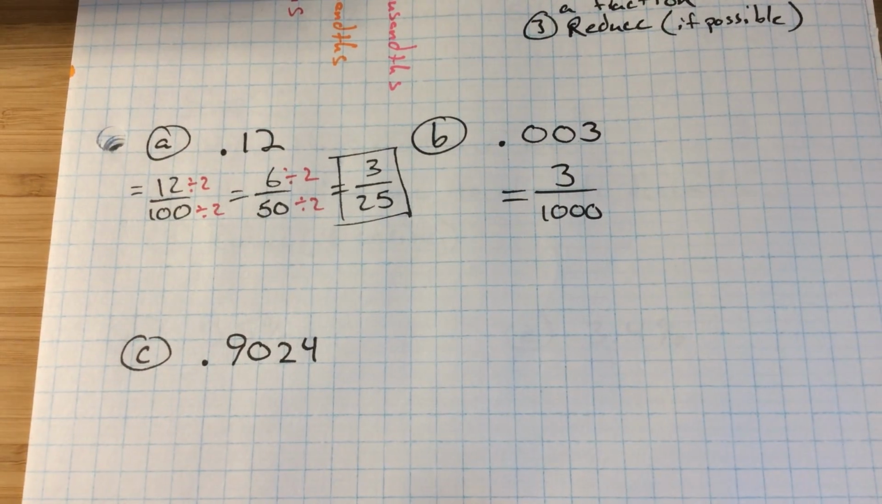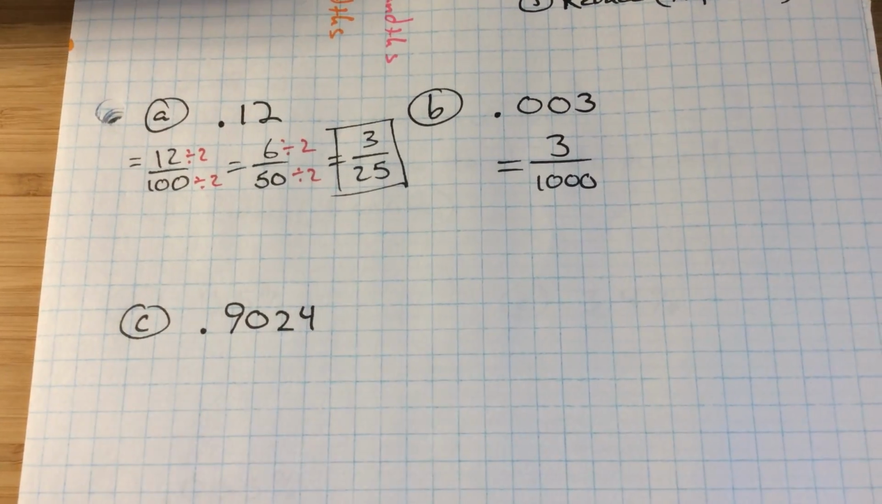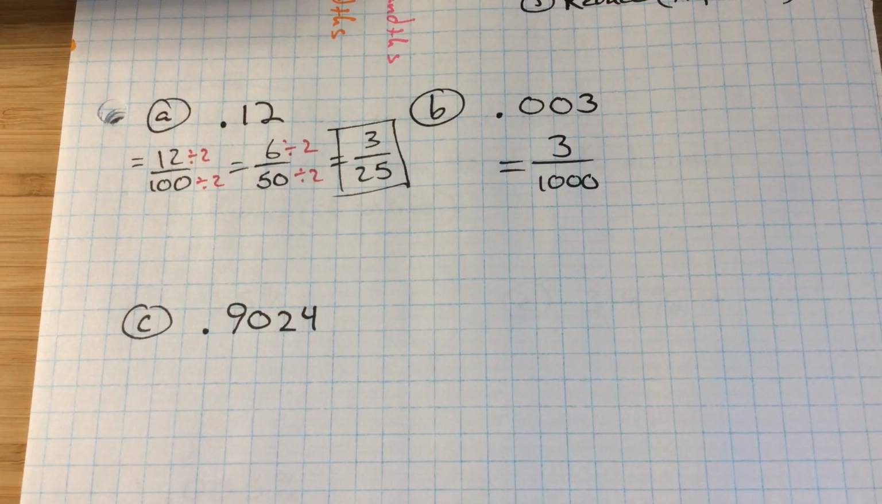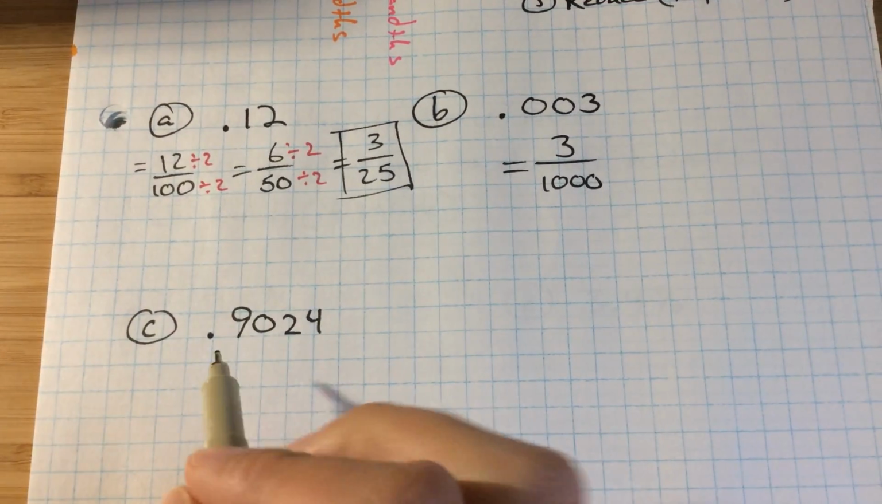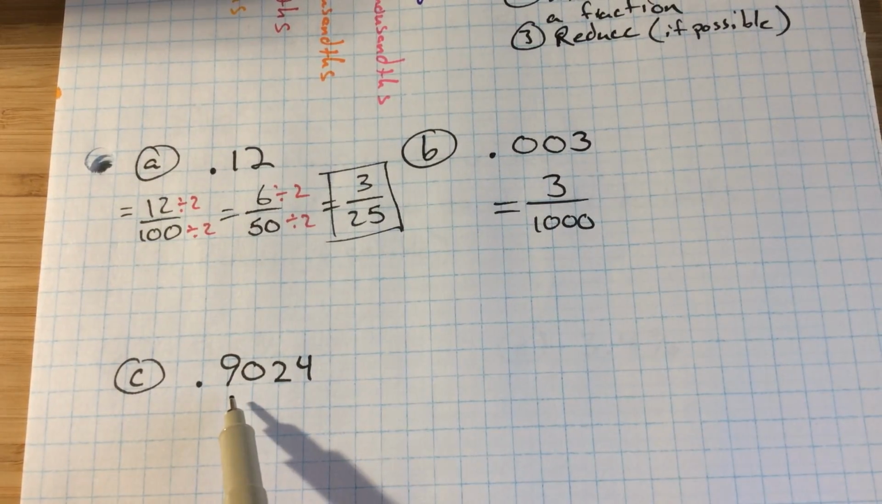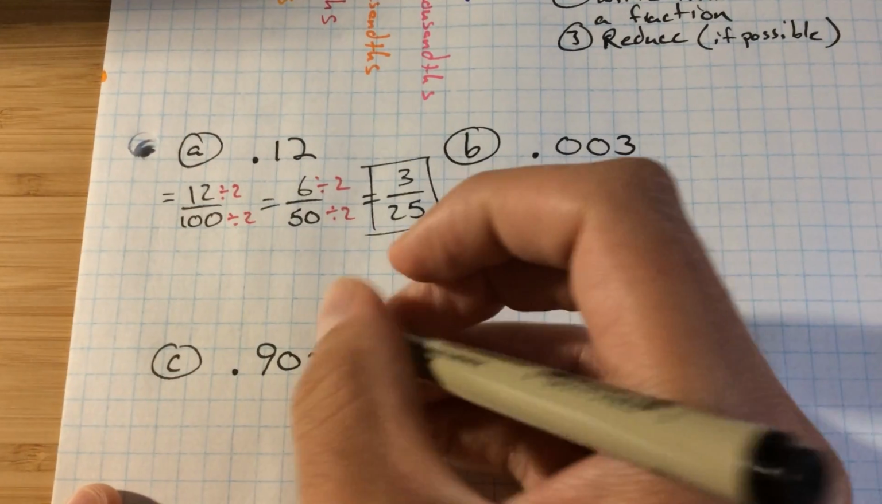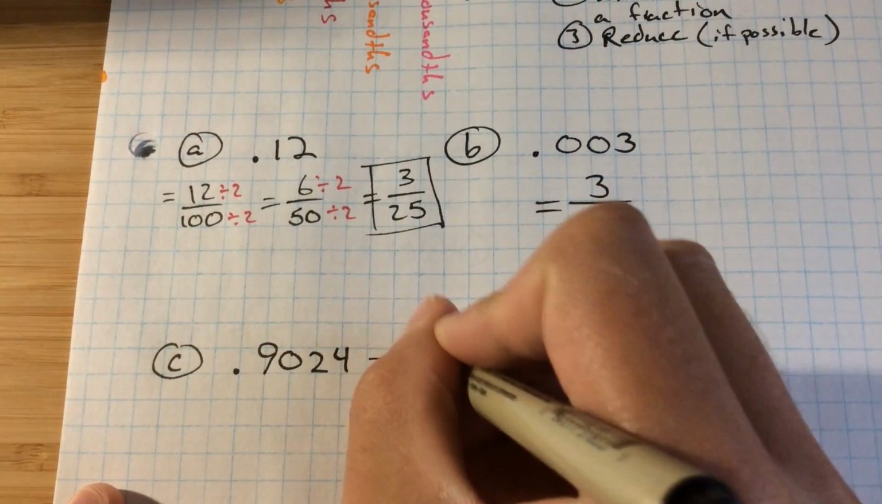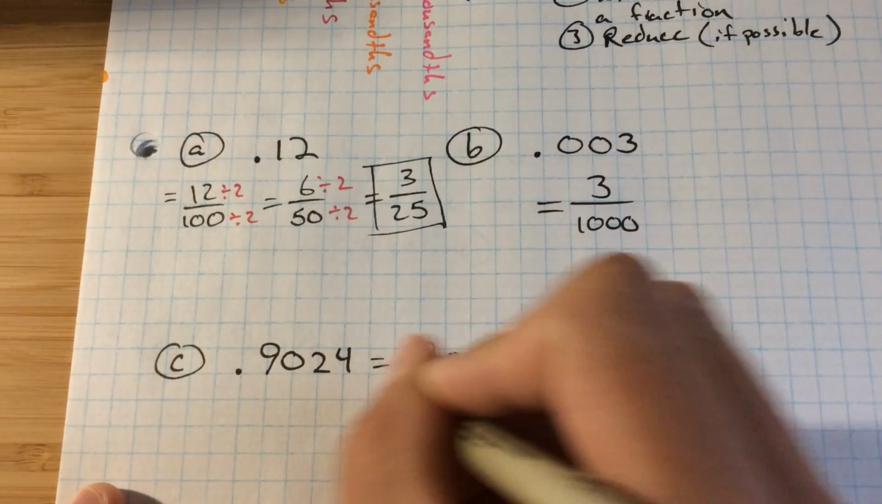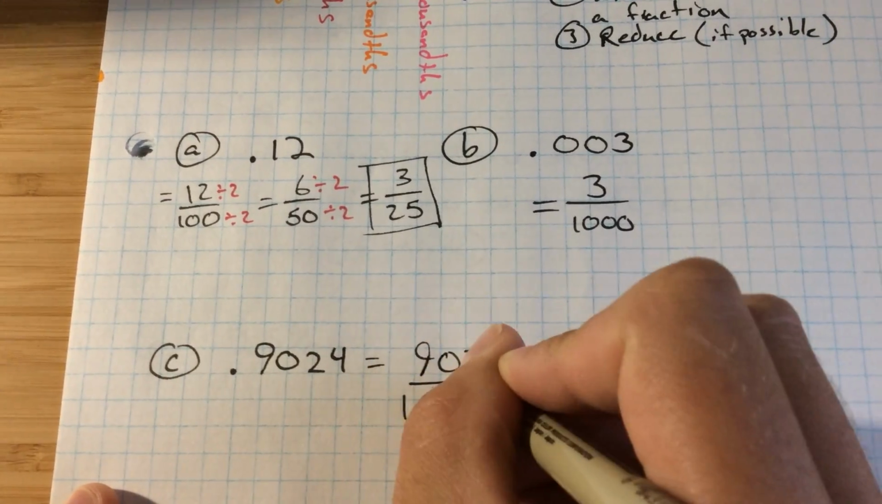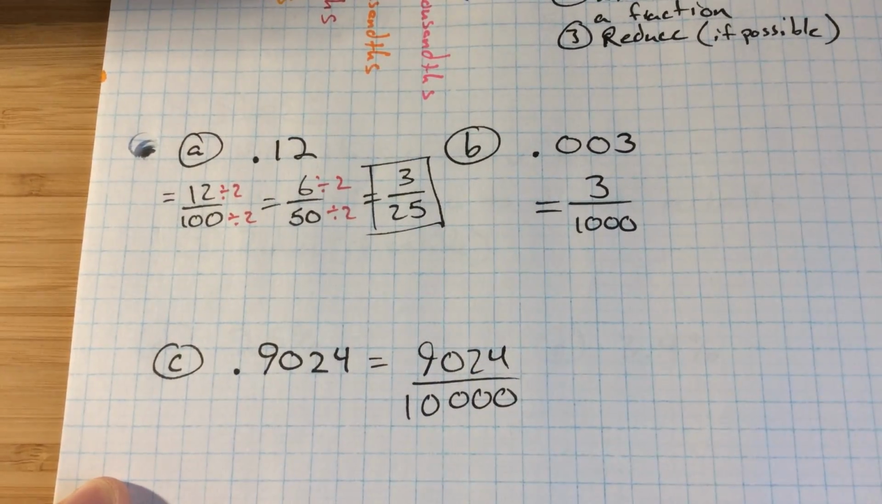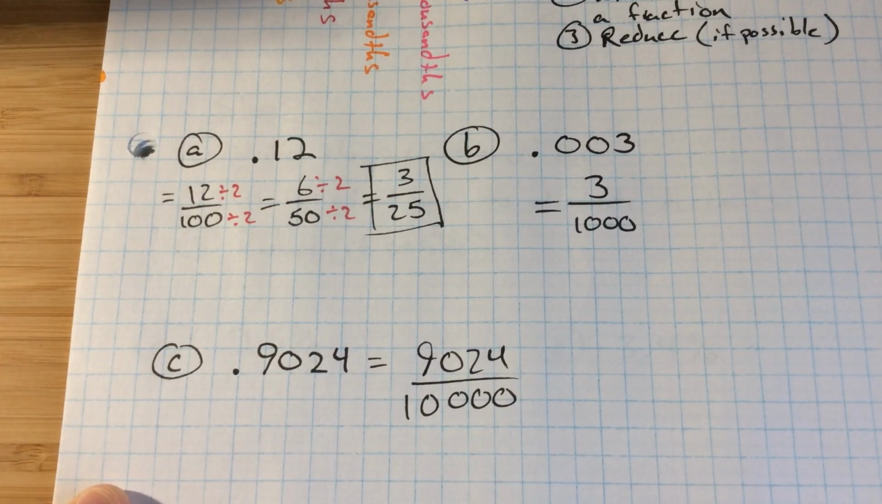Letter C, let's try a big one here. This one's going to look a little messy, but I just want to show you what you can do with a nice big messy one. So this is 9,024. And the 4 is in the place of the ten-thousandths up here. So this would be 9,024 over 10,000. One thing you might notice is, no, actually, I don't want you to rely on that. Never mind. So let's just stick with this.